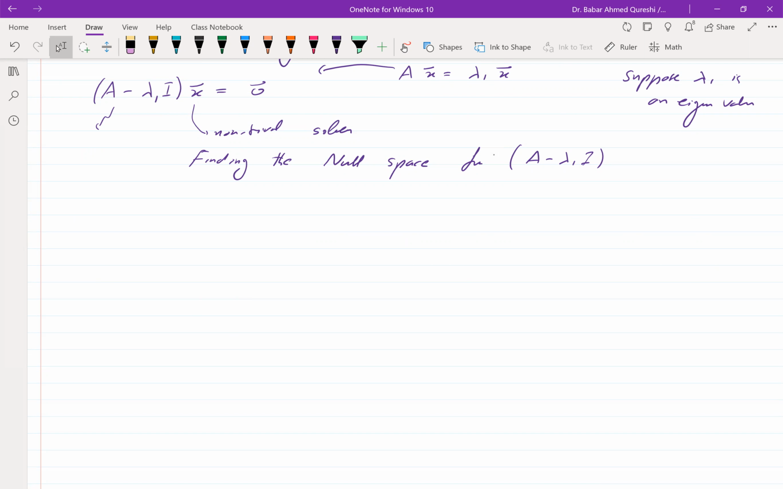We did an example last time. I'm just going to do many more examples today just to make everything very clear. So suppose this is a matrix given to you.